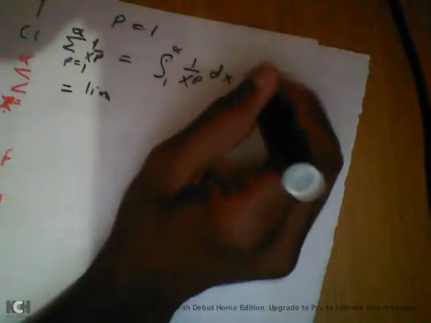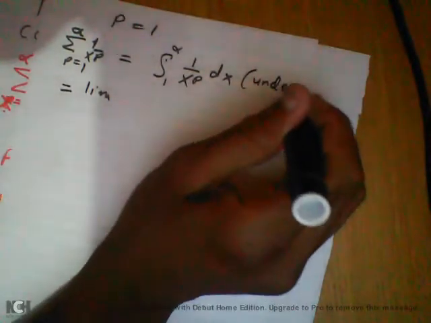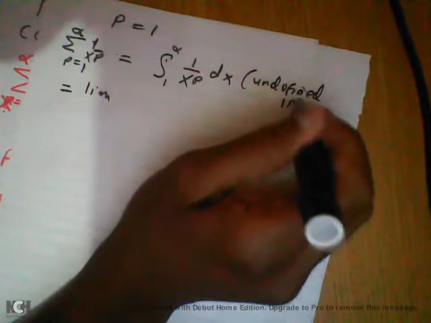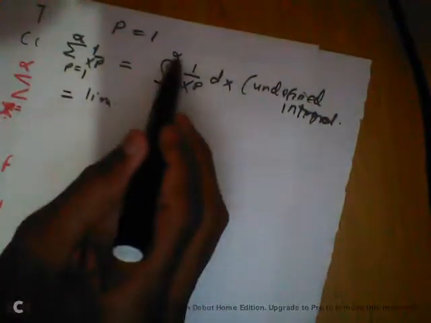So now we're going to have to use a limit, because we're not going to use an improper integral like this. This is an improper integral, so we're not going to use that one. We have to limit this number here to any value.